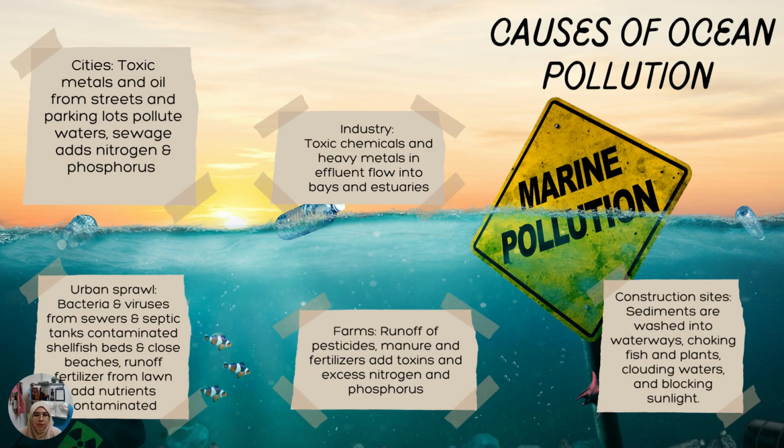Runoff of pesticides, manure, and fertilizer from the nearby agriculture farms also adds toxins and excess nitrogen and phosphorus to the ocean. Meanwhile, the urban sprawl spreads the bacteria and viruses from sewers and septic tanks to the shellfish beds and nearby beaches. Last but not least, the construction site can cause sediment to wash into the waterways, which causes instability in water and blocks the sunlight from reaching the aquatic plants in the ocean.